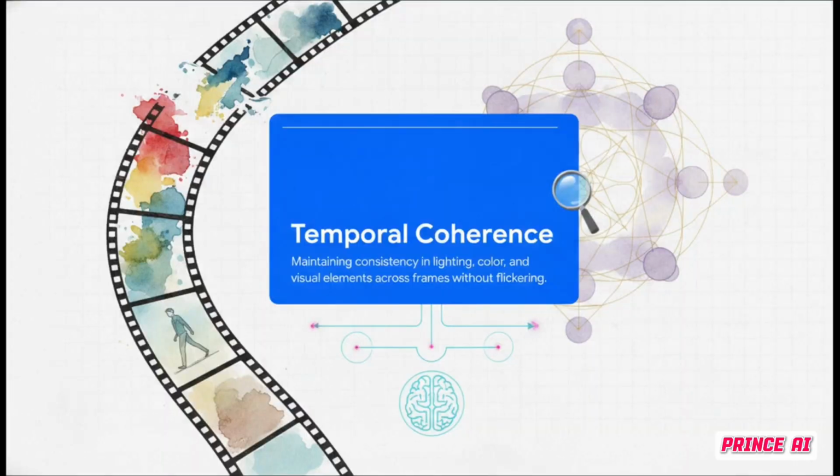And this brings us to the absolute holy grail of AI video, temporal coherence. Basically, it's the ability of a model to maintain strict consistency in lighting, color, and visual elements from one frame to the very next without flickering or turning into one of those morphing nightmares. Modern models achieve this using what are called advanced temporal attention mechanisms. They have a really deep understanding of how objects should naturally occupy and move through physical space over time.